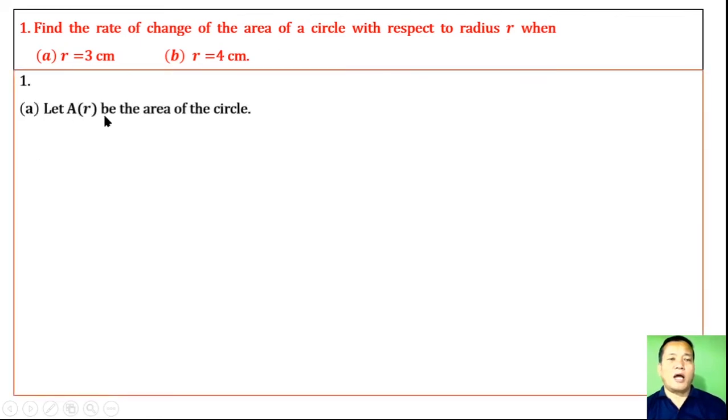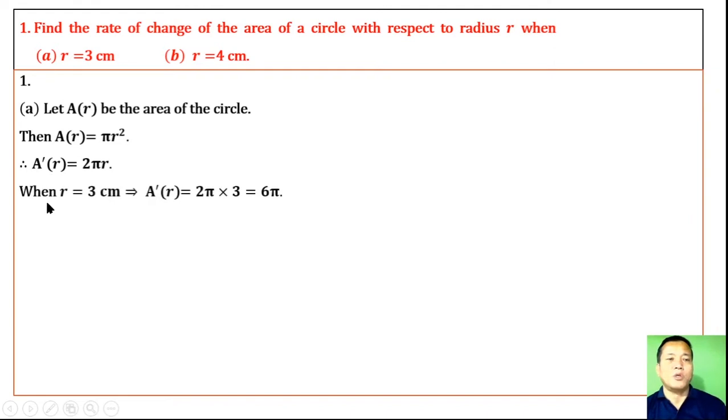Let A of r be the area of the circle. Then A of r is a function of r, that is pi r square. Differentiating this with respect to r, we get A dash of r equal to twice pi r. When r is 3 cm, A dash of 3 is twice pi into 3, that is 6 pi.